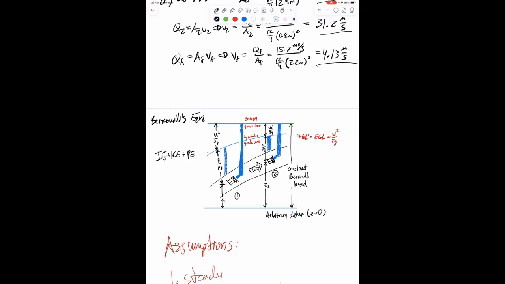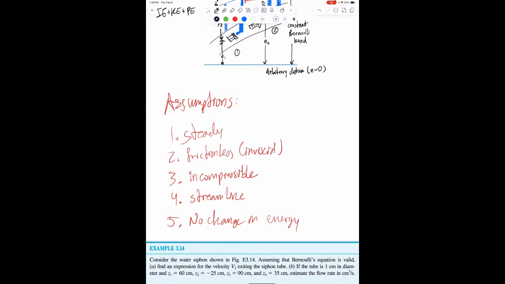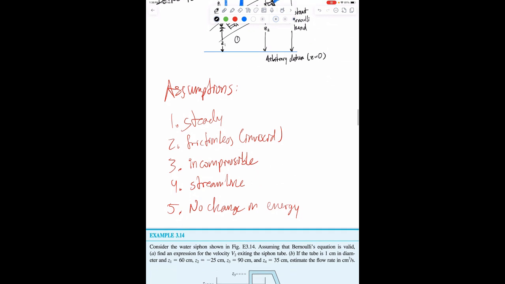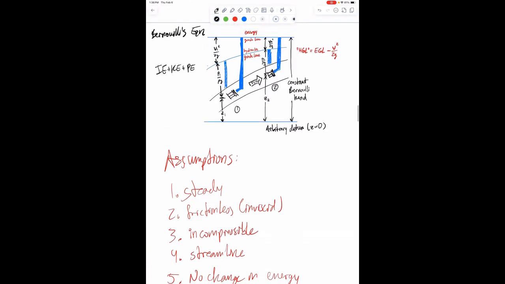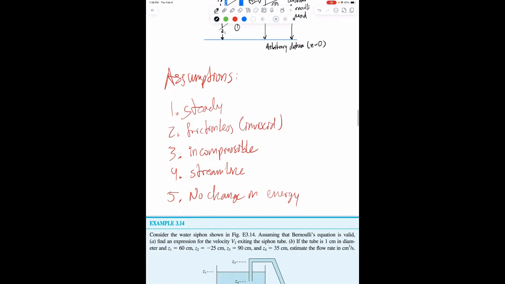So that's Bernoulli's equation. It's just the combination of those three energy terms. Something to note is when you use Bernoulli's, you gotta assume these five things. You gotta assume that you're in steady state. You gotta assume that it's a frictionless flow, inviscid. There's no viscosity terms, no shear stress. You gotta assume that it's an incompressible flow, meaning the Mach number is below 0.3. You gotta assume that you're part of a streamline. So you see in this tube, we're in a streamline. If you're in another tube that's a different streamline, you can't really use that same. You can't compare different tubes, essentially. And five, there's no change in energy.